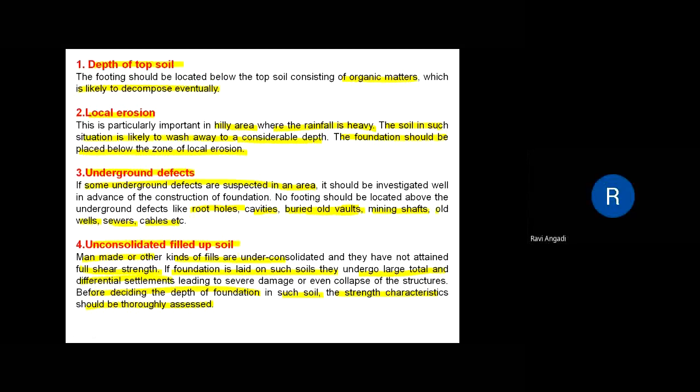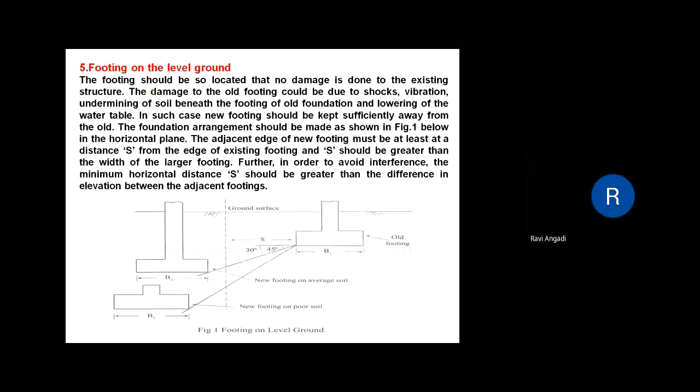Next comes the footing on level ground. The footing should be so located that no damage is done to the existing structure. Whenever you are constructing a structure adjacent to an existing structure, there should be no damage done to the existing structure. The damage to the old footing could be due to shocks, vibrations, undermining of the soil beneath the footing of the old foundation, and lowering of the water table.